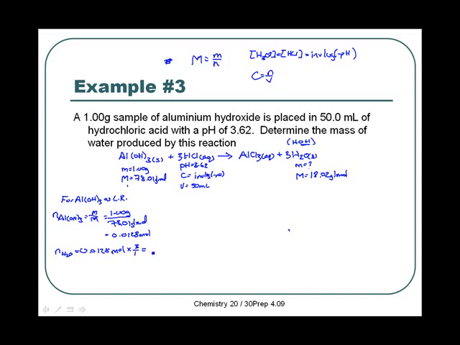And so we get, I'll write it down here, 0.0385 moles. So that's how many moles of water we'll get if aluminum hydroxide is our limiting reagent. And now we're going to check for HCl as our limiting reagent. And so to find the number of moles, the first thing we've got to do is find the concentration. So concentration is equal to the inverse log of negative 3.62.